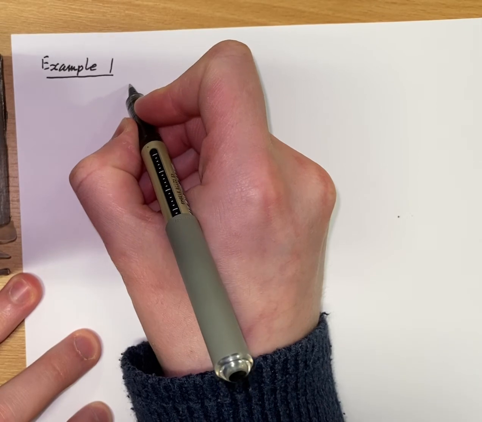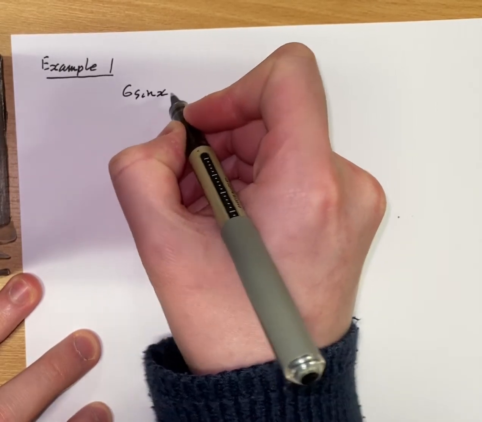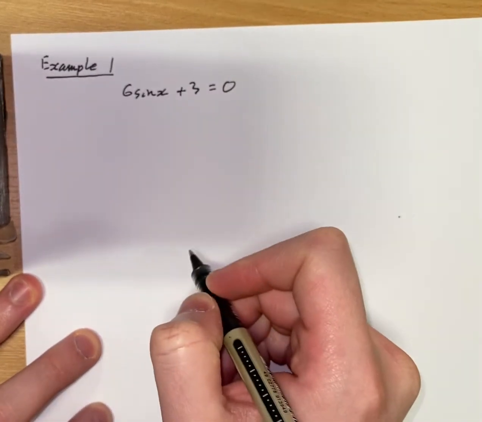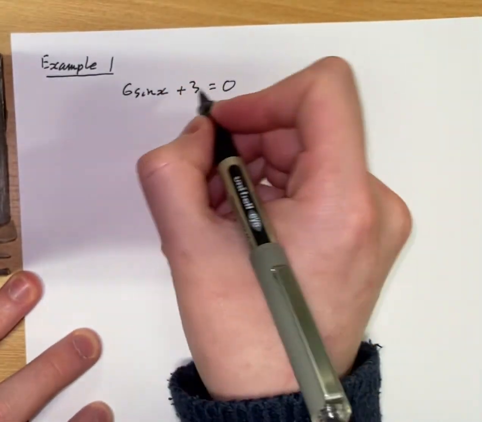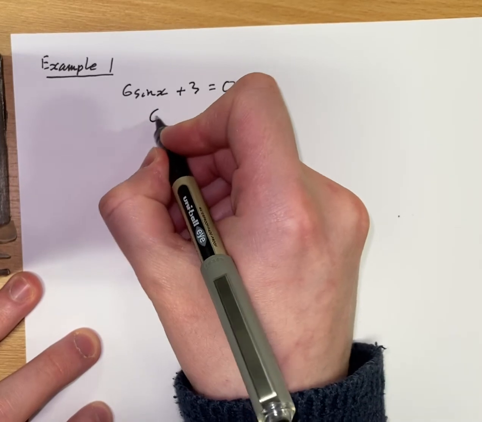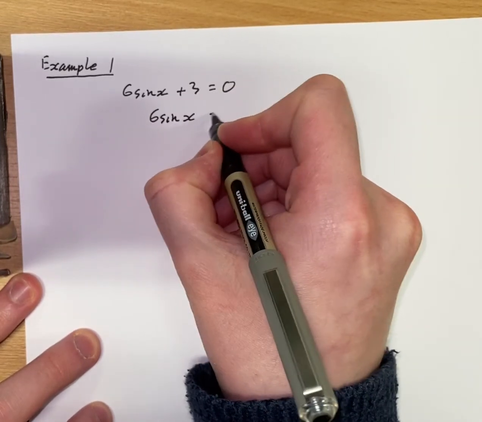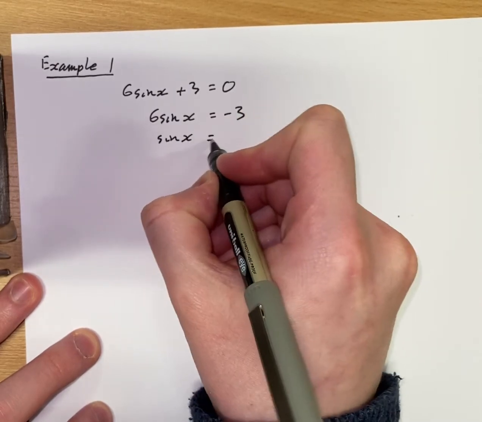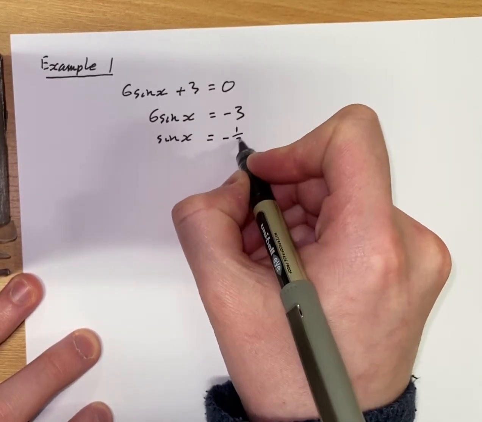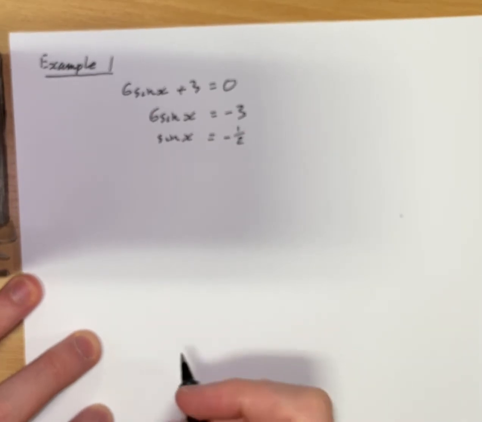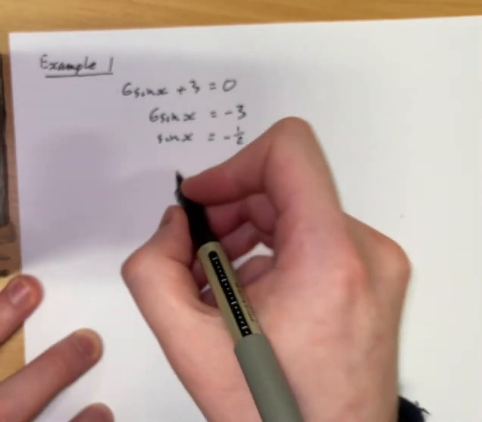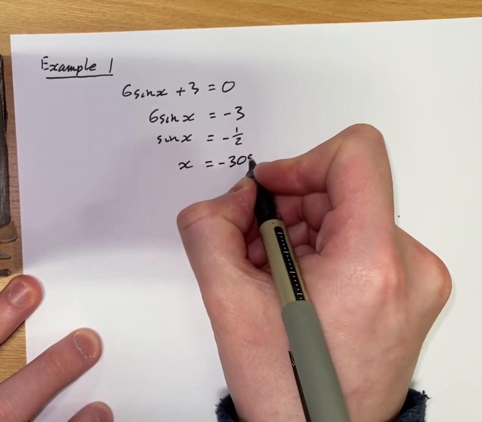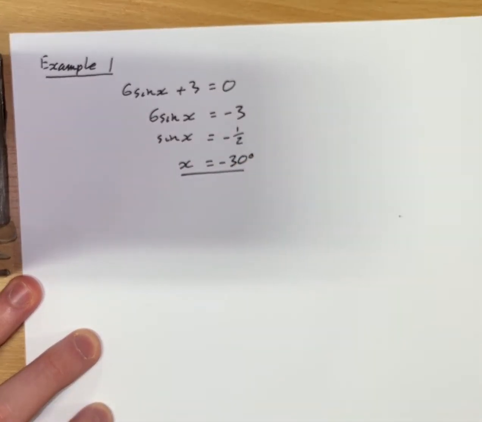what we're going to do is solve 6 sine x plus 3 equals 0. If we solve this through like we've been doing before, we take 3 from both sides, so that gives us 6 sine x equals negative 3. Divide by 6 both sides gives us sine x equals negative a half, or negative 0.5, either would be fine. If you then plug that into your calculator, you get x equals negative 30 degrees.